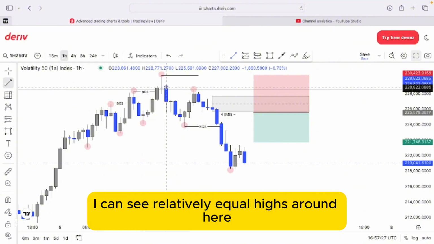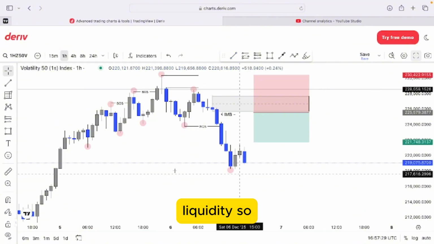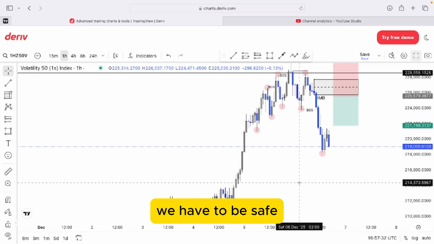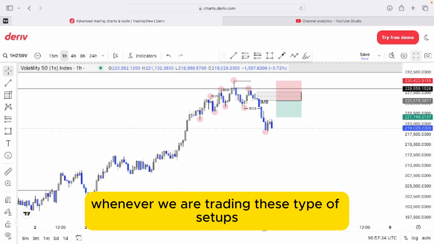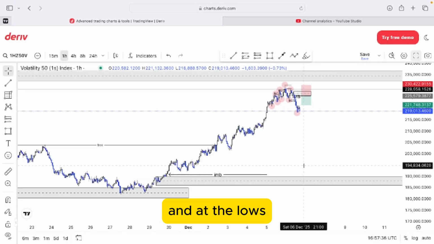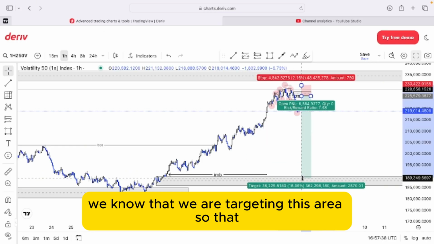I can see relatively equal highs around here, liquidity. So we have to be safe whenever we are trading these type of setups. And at the lows, we know that we are targeting this area.